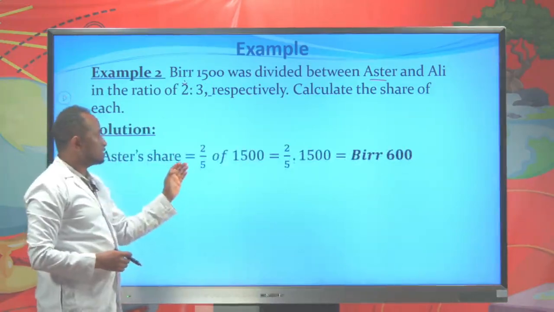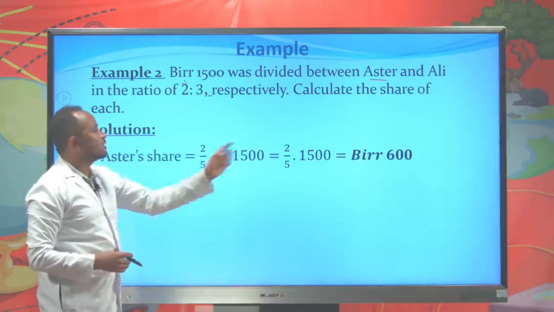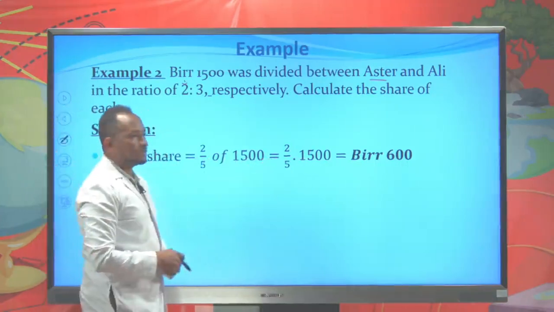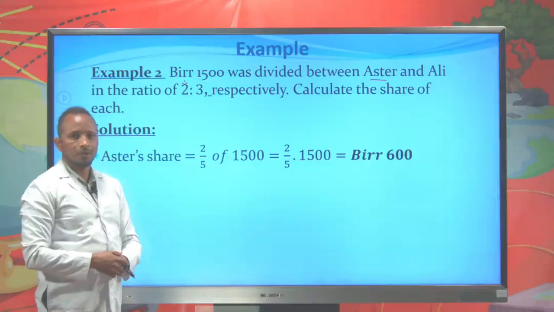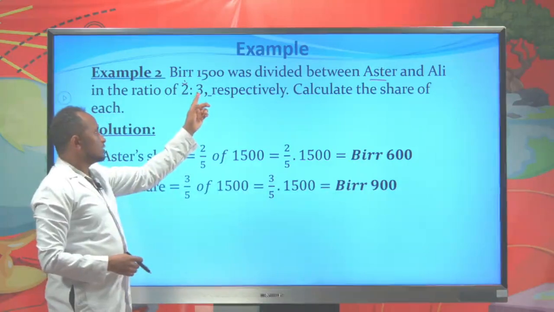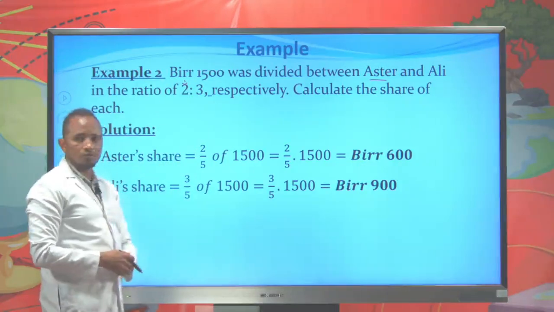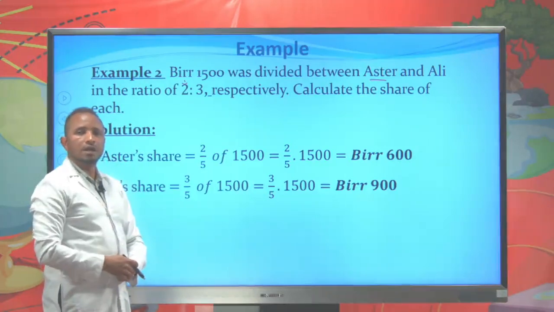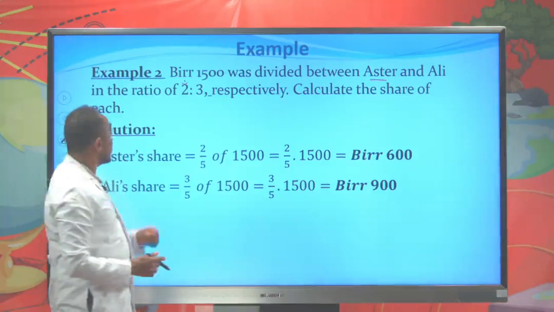Aster's share is 2 out of the total 5, 2 fifths of 1,500 birr. When you multiply this, you get 600. Therefore, Aster's share is birr 600. Similarly, Ali's share is 3 out of 5 or 3 fifths of 1,500. So 3 fifths of 1,500 gives you birr 900. Therefore, Ali's share is birr 900.